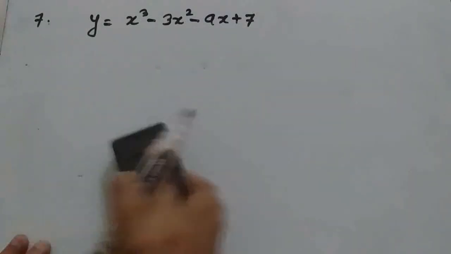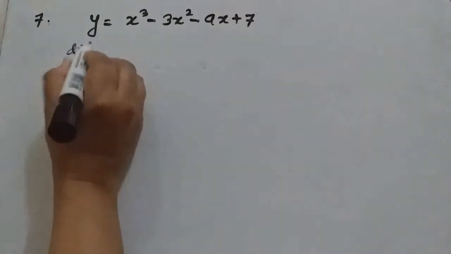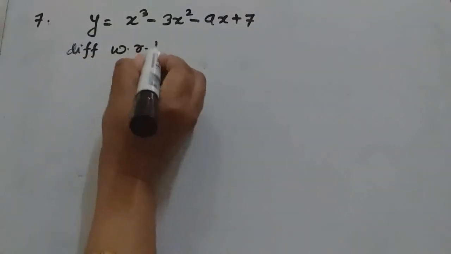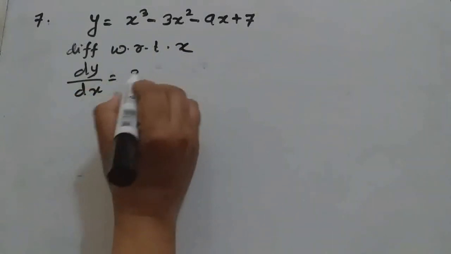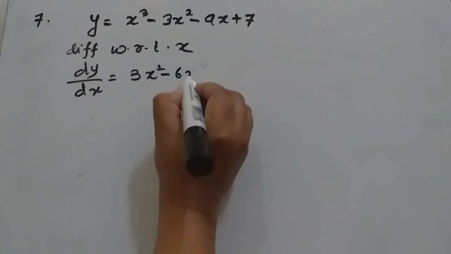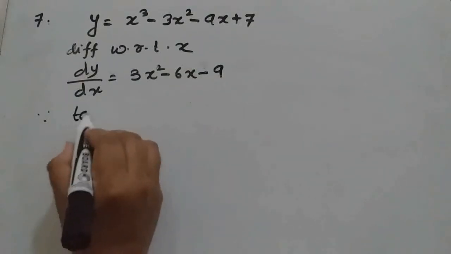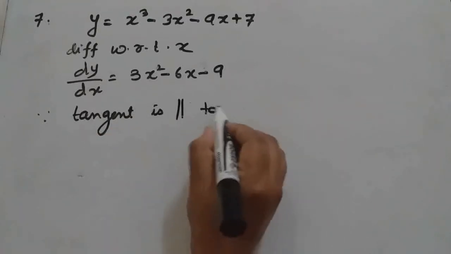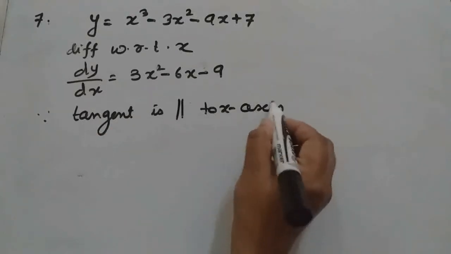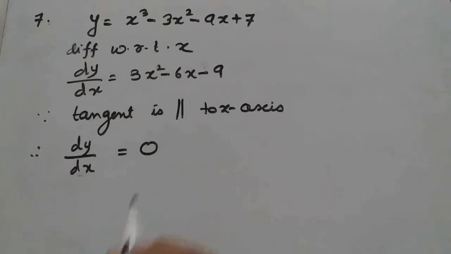Okay, so what is given here? The equation of the curve is given, and what else? dy by dx is 0. Okay, so first we will differentiate with respect to x. So dy by dx will be 3x square minus 6x minus 9. Now since the tangent is parallel to the x-axis, therefore the slope will be 0. So dy by dx will be 0.